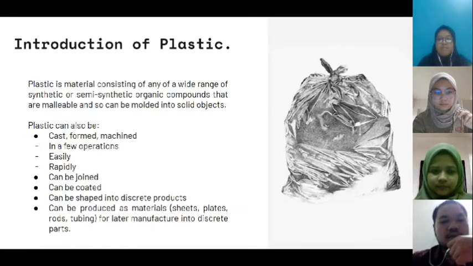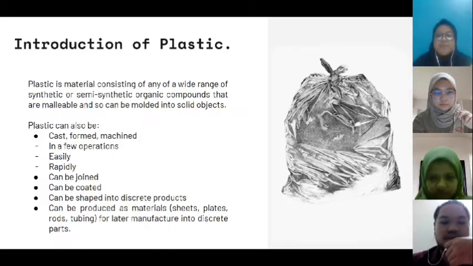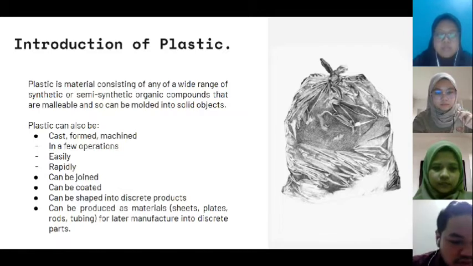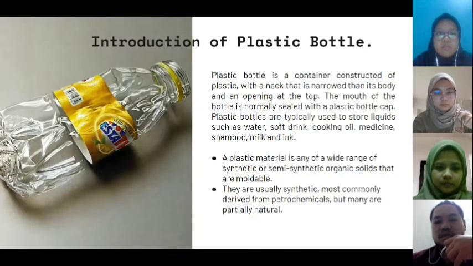Introduction of plastic. Plastic is material consisting of any of a wide range of synthetic or semi-synthetic organic compounds that are malleable and so can be molded into solid objects. Plastic can also be cast, formed, and machined. They can be easily and rapidly processed. They can also be joined, coated, or shaped into discrete products such as sheets, plates, rods, tubing, for later manufacture into discrete parts.